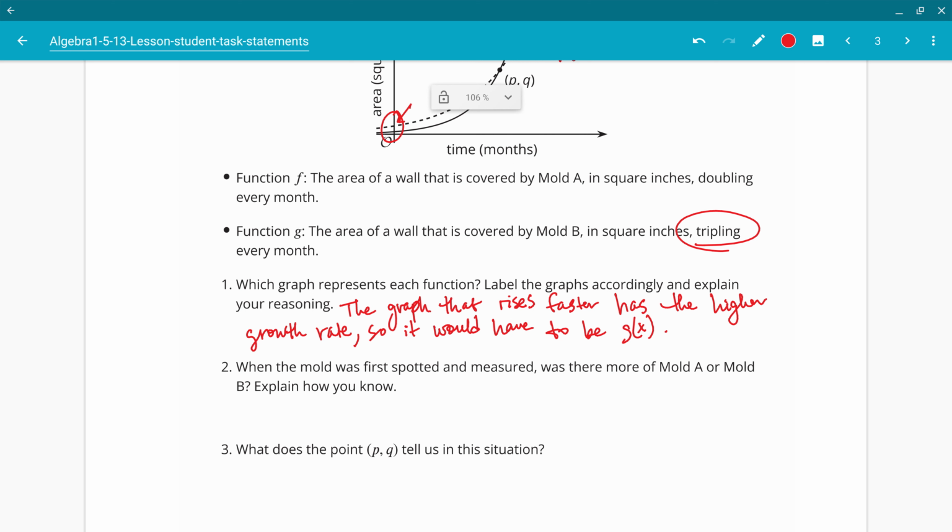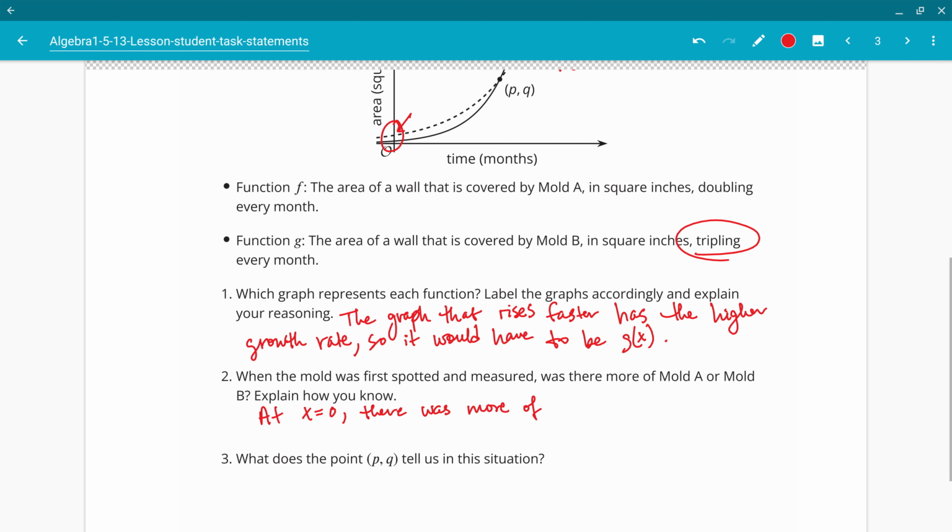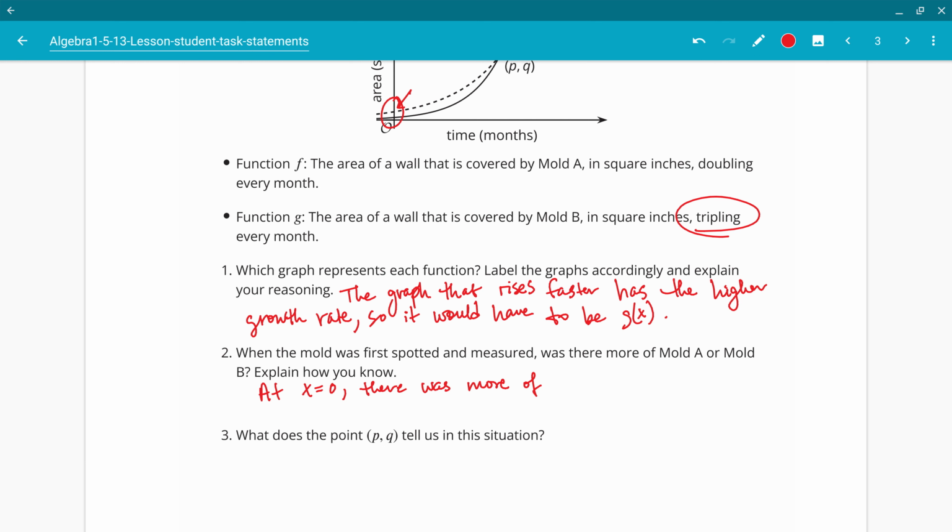Okay, so at x equals 0, there was more mold, and this one is mold A. Can tell because the vertical intercept is higher.